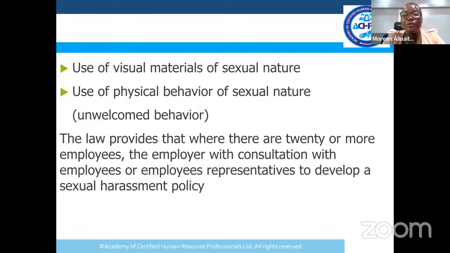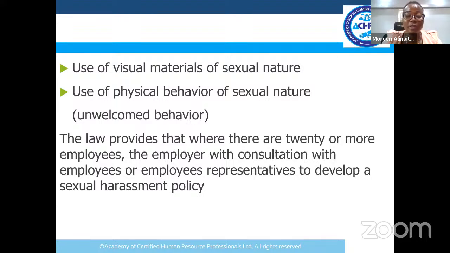The law provides that where there are 20 or more employees, the employer, in consultation with employees or employee representatives, should develop a sexual harassment policy. How many of you have a sexual harassment policy in your organization? If you have more than 20 workers, you need that, because otherwise you will have problems if you don't have these policies.